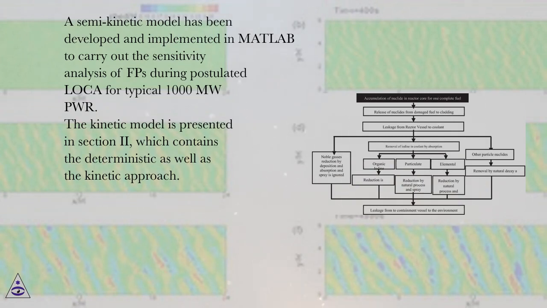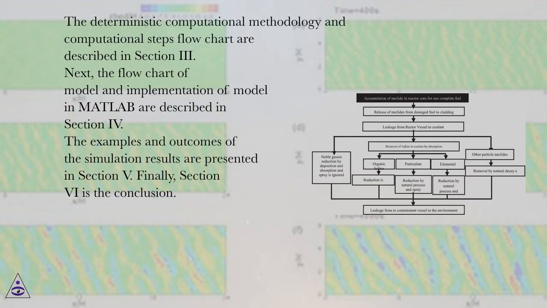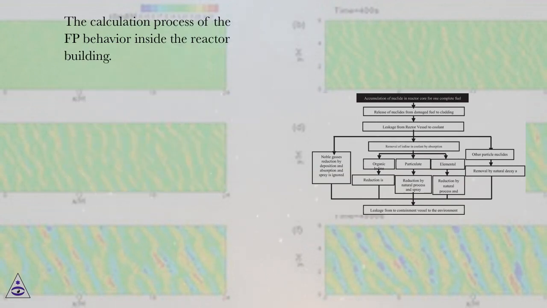The kinetic model is presented in section 2, which contains the deterministic as well as the kinetic approach. The deterministic computational methodology and computational steps flowchart are described in section 3. Next, the flowchart of model and implementation of model in MATLAB are described in section 4. The examples and outcomes of the simulation results are presented in section V. Finally, section VI is the conclusion. The calculation process of the FP behavior inside the reactor building.